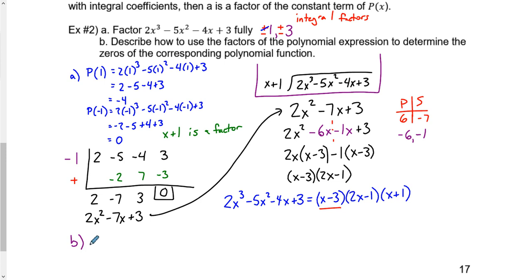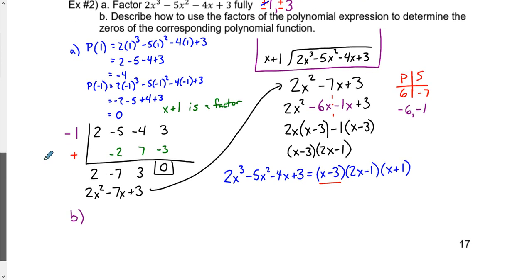Just to finish off our question, we're going to describe how to use the factors to determine the zeros. Well, we talked about zeros in pre-calc 20. What would we have to do here? We literally find the roots. We find out the zeros. We find out the x-intercepts. We just have to set each factor equal to 0.